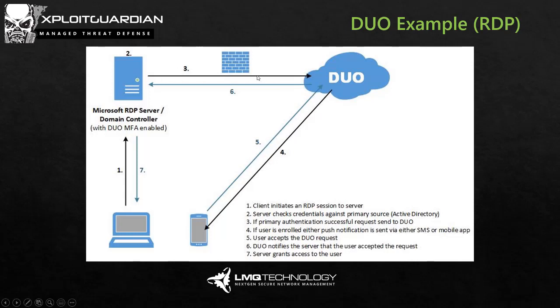Once the server receives the RDP request, and assuming that the Active Directory credentials entered are correct, it will initiate a connection with the DUO cloud, which will in turn verify that the user is enrolled for multi-factor authentication. If the user is found, a push notification will be sent to the cell phone. Once accepted, the DUO cloud will notify the server that the user has accepted the request and the RDP connection will be established.